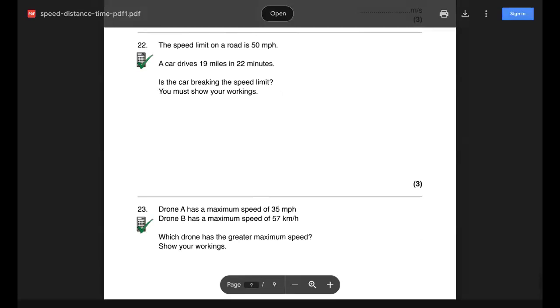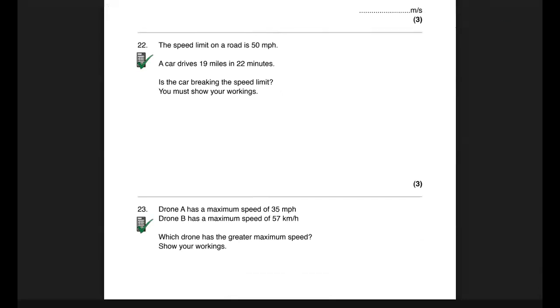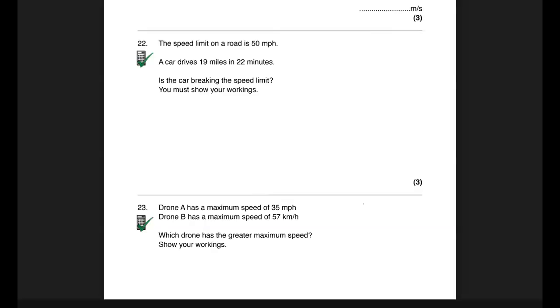Yeah, 22 and 23. Can you try that one? The speed limit of a road is this. A car drives 19 miles in 22 minutes. Is the car breaking the speed limit? If it's breaking the speed limit, that means it's going faster than the required level.